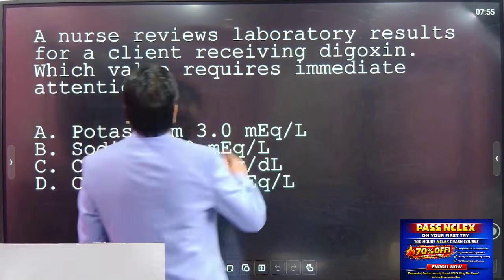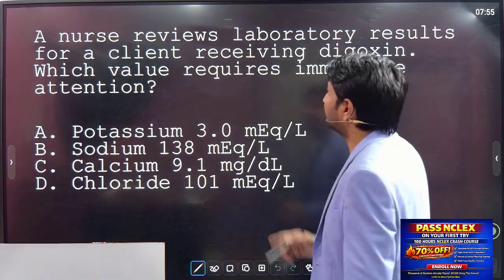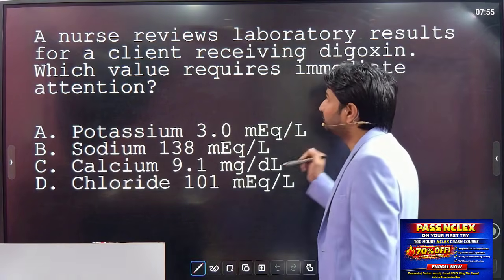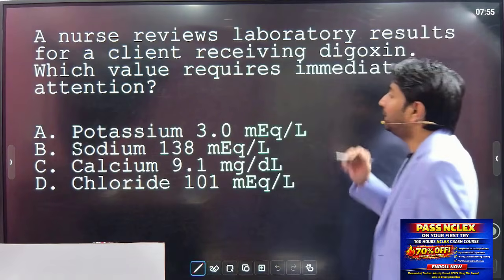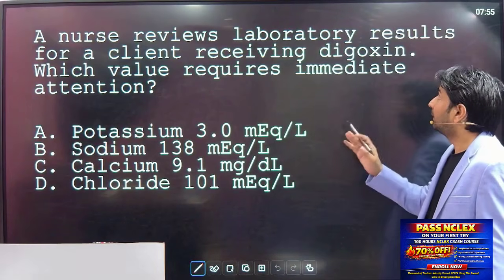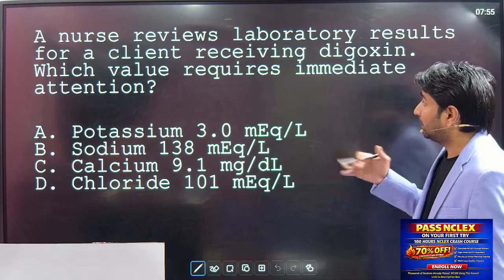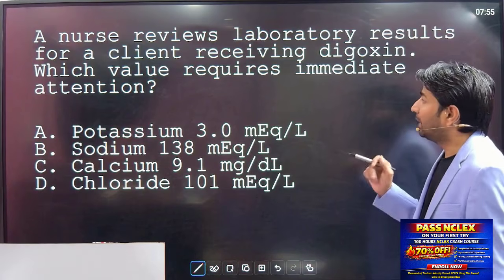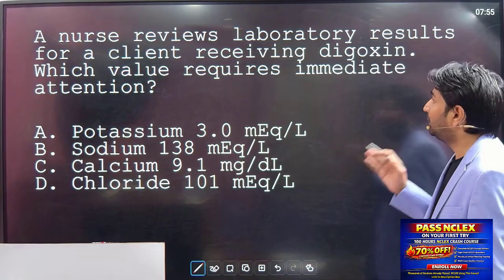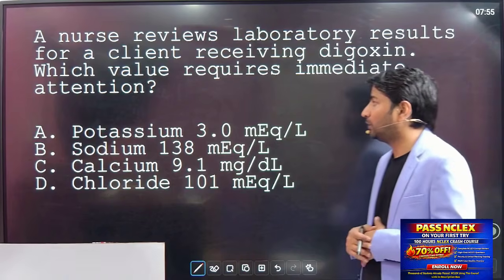Let's talk about the next question. A nurse reviews laboratory results for a client receiving digoxin. Which value requires immediate attention, meaning the patient is on digoxin therapy? Now, which lab value would require immediate attention, meaning we need to take notice right away?